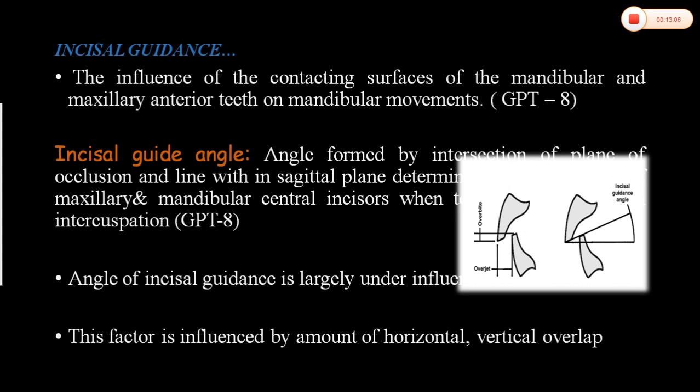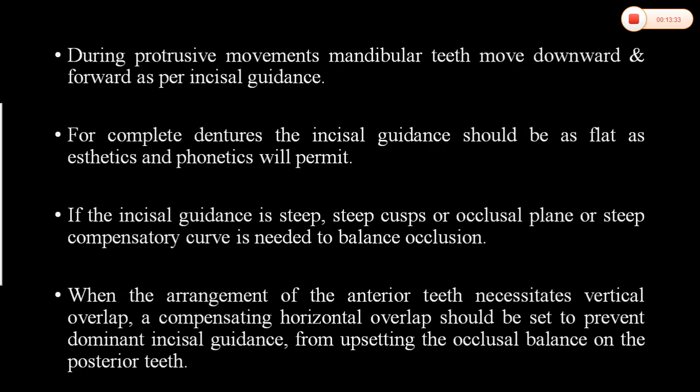As you move your mandible forward, lower teeth will come into contact with the lingual slopes of the upper anteriors. Then as you move the mandible forward, the lower teeth will come to an edge-to-edge relation with the maxillary anteriors. Then it will come forward. So as you move the mandible, the condyle and teeth move downward and forward as per the incisal guidance.